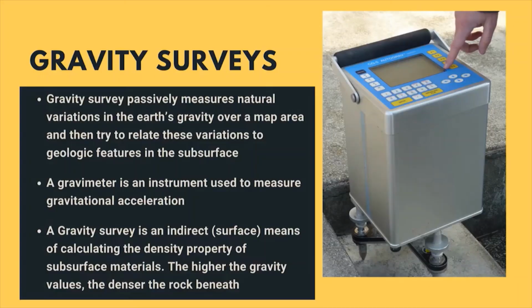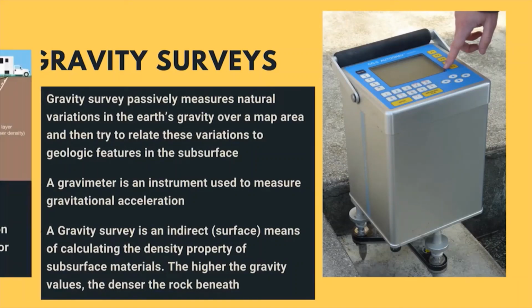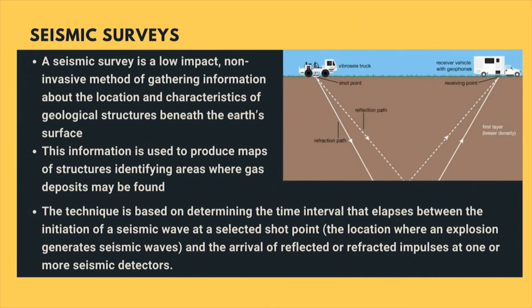A gravity survey is an indirect means of calculating the density of subsurface materials. The higher the gravity values, the denser the rock beneath. So both magnetic survey and gravity survey give an indication of what kind of rocks are present under the subsurface of the Earth. Now the seismic survey is a low impact, non-invasive method of gathering information about the location and characteristics of geological structures beneath the Earth's surface. This information is used to produce maps of structures, identifying areas where oil and gas deposits are found.